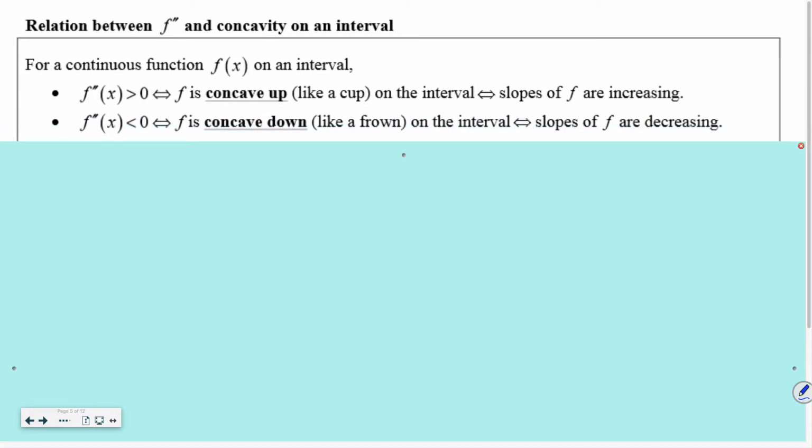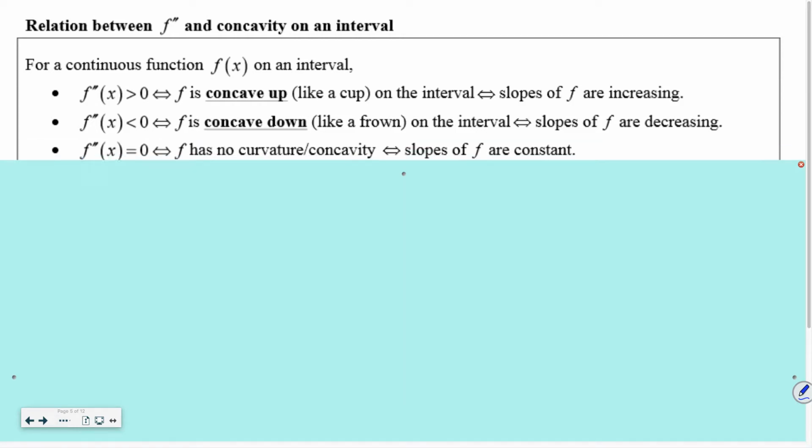If our second derivative is negative, that means our function is concave down, and that means our derivative, or our slopes, are decreasing. And if it's 0, we have no concavity, which will be something we look at.